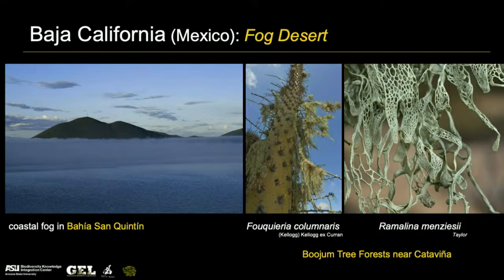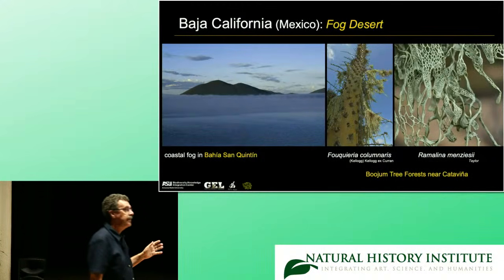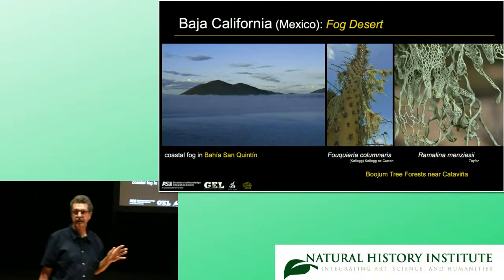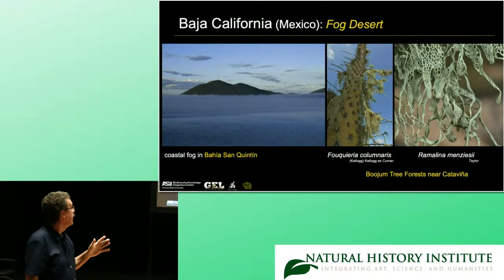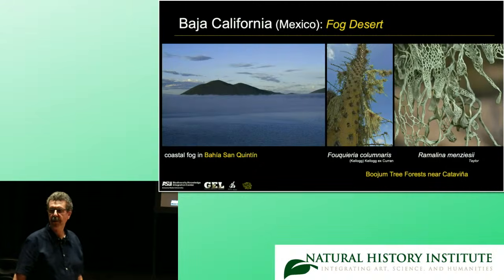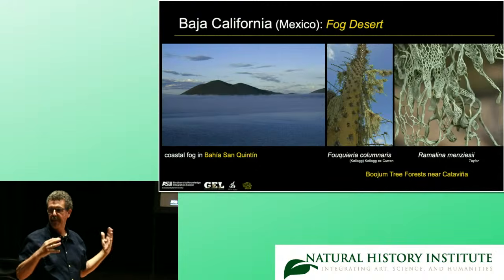A really interesting area that I didn't want to leave out of the talk, because it's probably the most biodiverse part for lichens in the Sonoran region, is Baja California. And Baja California is unique because it's a fog desert, especially the Pacific side. If you ever camped in the Bahia San Quintin and you get out of your tent in the morning, you wonder why it has rained in your tent, because there are dewdrops everywhere.